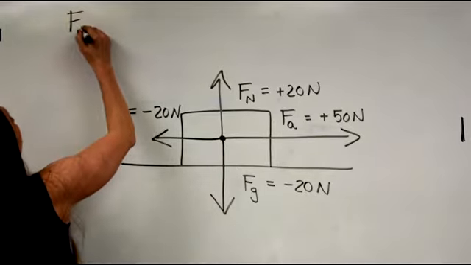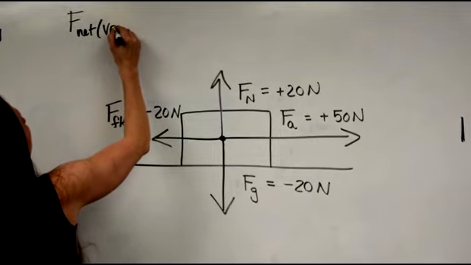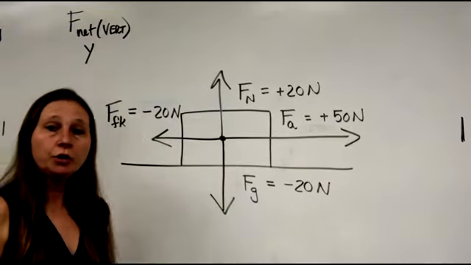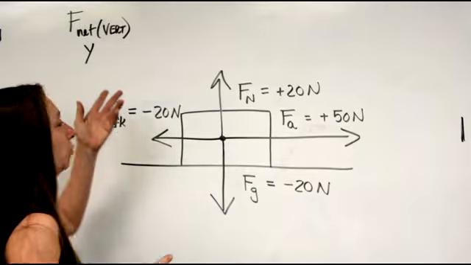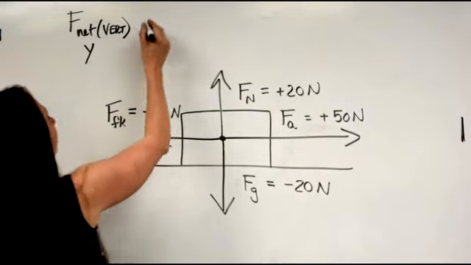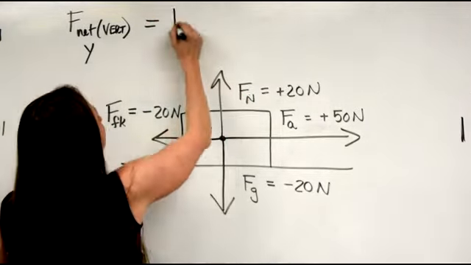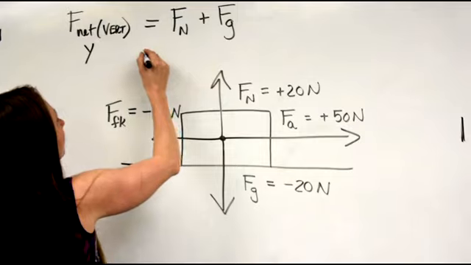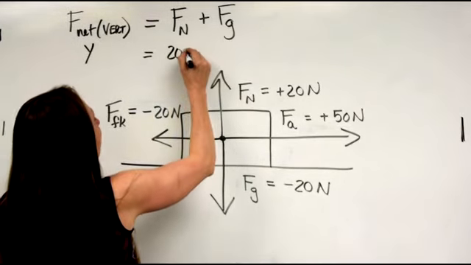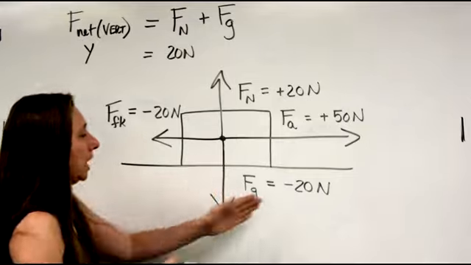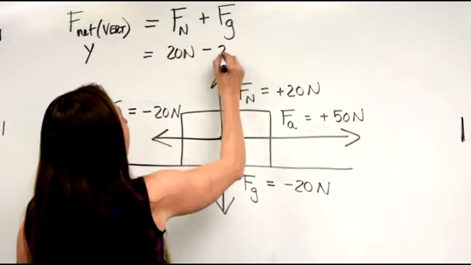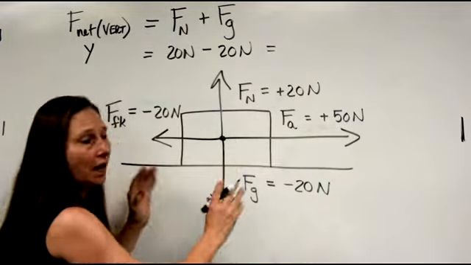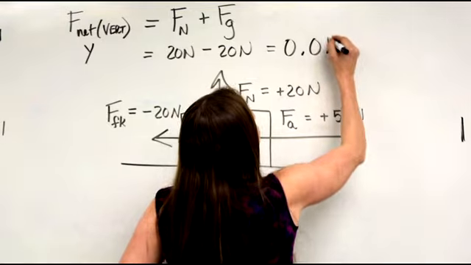If we want F net vertical, and vertical is generally denoted with a Y, so you could put F net Y, F net vertical, whatever. You would take F normal plus Fg. So that would be F normal is positive 20 newtons plus negative 20 would be minus 20 newtons. So your net vertical force for this diagram is 0 newtons.